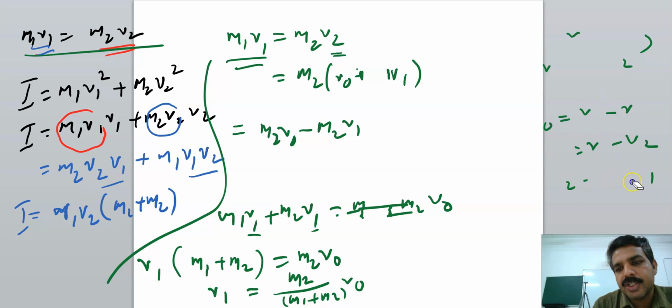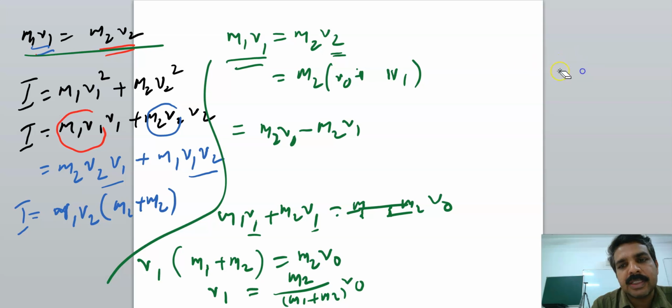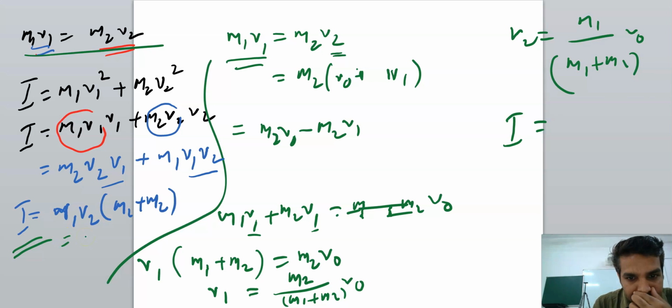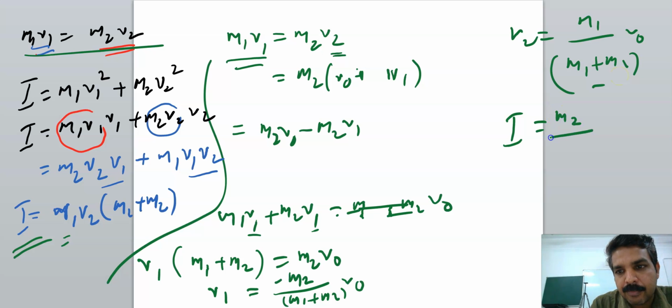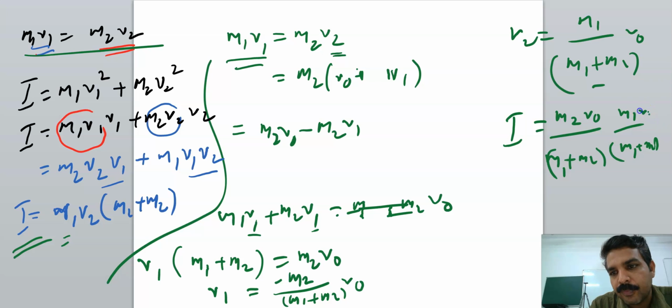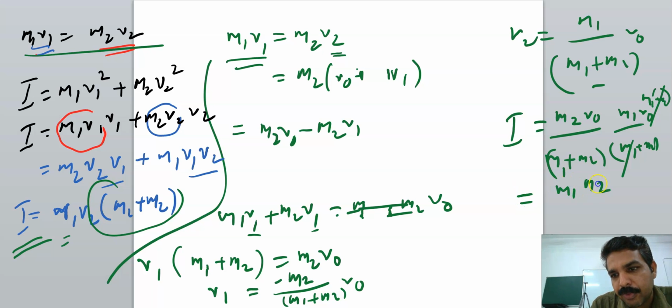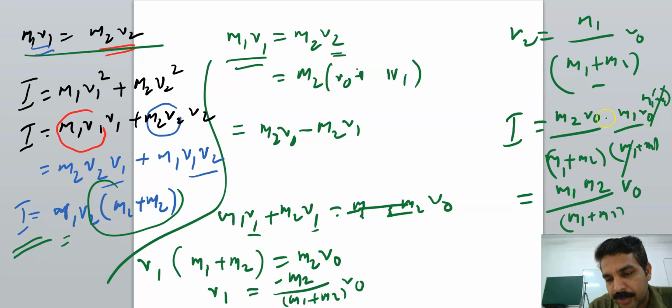Similarly, by the same step we can write r2 is equal to m1 divided by m1 plus m2, into r0. Therefore, for the moment of inertia I, we can substitute these two equations for r1 and r2. So we get m2 divided by m1 plus m2 into r0, and m1 divided by m1 plus m2 into r0, and the m1 plus m2 already here is cancelled. Therefore, we get m1 into m2 divided by m1 plus m2, into r0 square.